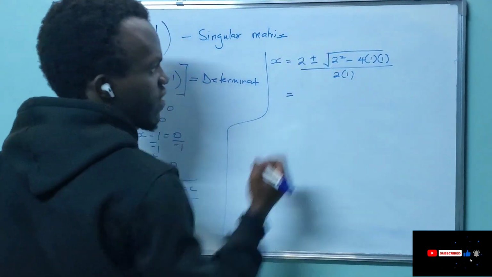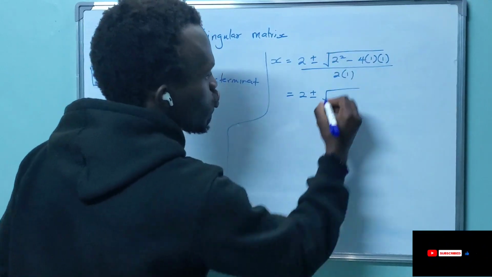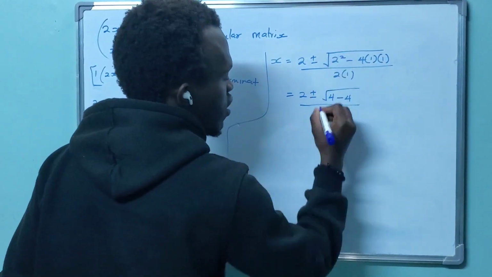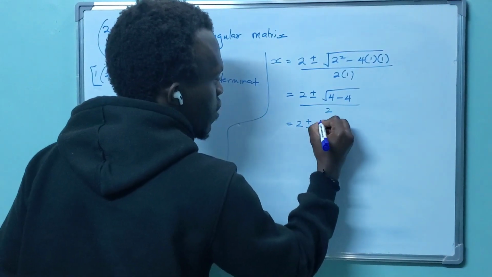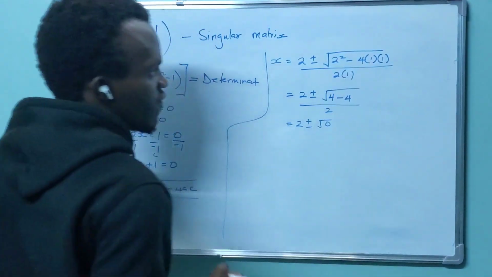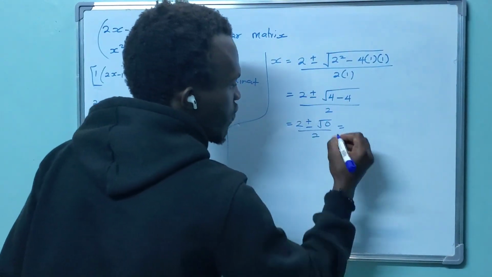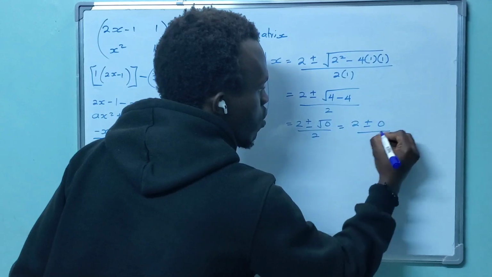Whereby what am I going to have as the value of x? That is going to be 2 plus or minus the square root of 2 squared, that is going to be 4, minus that is also going to be 4, divided by 2. Whereby I'm going to have there 2 plus or minus the square root of 4 minus 4, that is going to be 0, over 2. Whereby what am I going to have there? I'm going to have there 2 plus or minus 0 over 2.